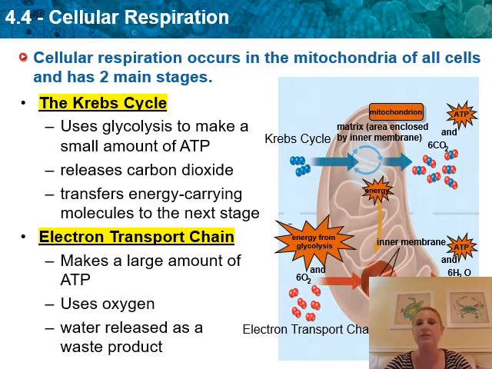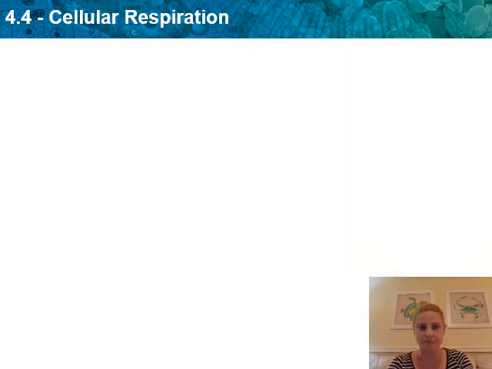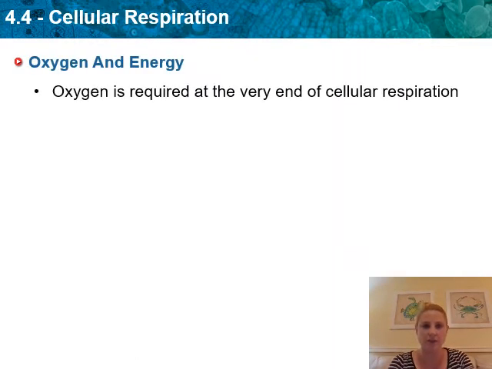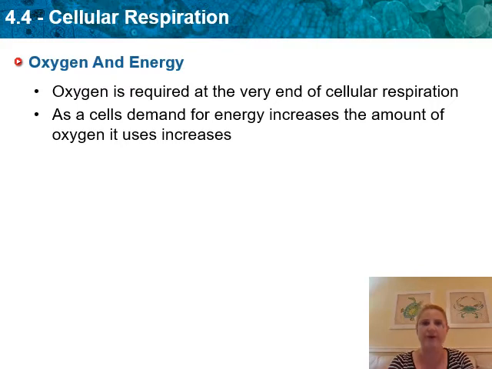So again, just like in photosynthesis where we had two stages, the light-dependent reaction and the light-independent reaction, we have two little stages going on here too. One's the Krebs cycle and the other one's the electron transport chain. Okay? And the whole point of cell respiration is to make ATP, what cells use for energy. So oxygen and energy. Well, oxygen is required at the very end of cellular respiration. And as cells' demand for energy increases, the amount of oxygen they use also increases.